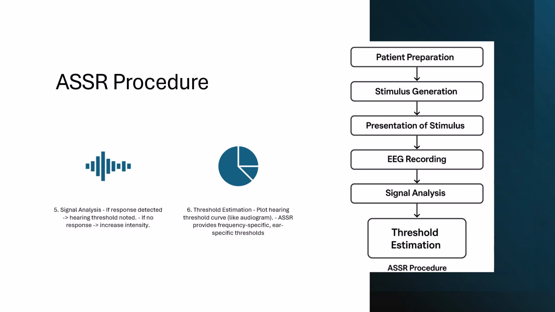And now ASSR procedure, threshold estimation is done. So if response is detected, hearing threshold is noted. If no response, increase the intensity, and thereafter the threshold is detected. Then signal analysis: if a response is detected, it confirms the threshold. If not, then the intensity is increased.